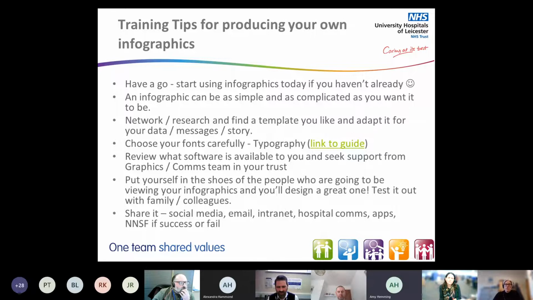And when you've got your end graphic, put yourself in the shoes of people who are going to be viewing your infographics, people who have nothing to do with what you've been doing. Can they understand what the results are showing? What do I need to do going forward? And then when you've cracked it, share it, and get it out there in as many different ways as you can, because there's lots of ways now that people can get information, and those listed on there are some of the ones that we've used both in my trust and as a network as NQI can.